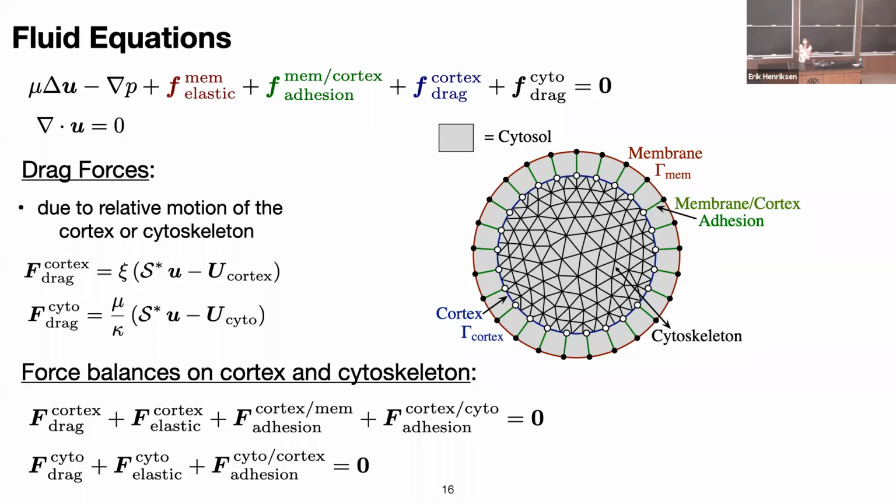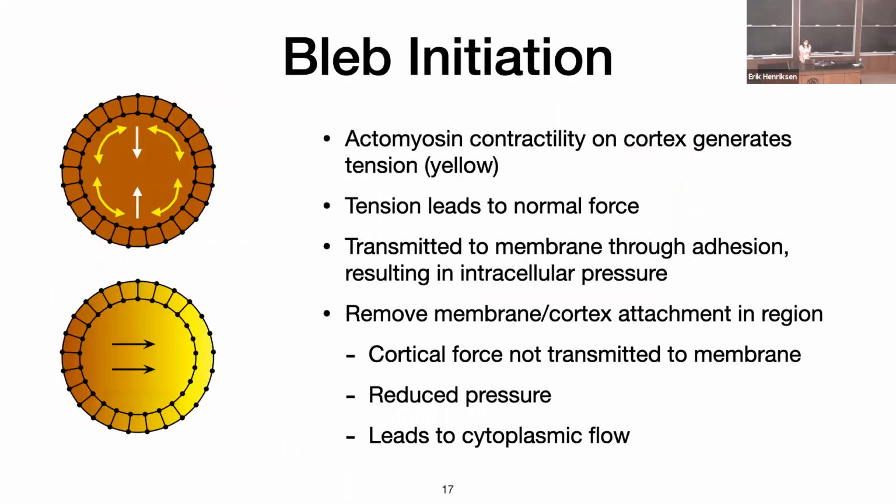And I do have little springs connecting the cortex to the cytoskeleton as well, which is what this adhesion force is here, but basically they're on top of each other. So that's why I didn't include that in the model schematic. The most important adhesion or attachment forces are between the membrane and the cortex, because that's what I removed to initiate a bleb. So I'm kind of glossing over the model to focus on the results.